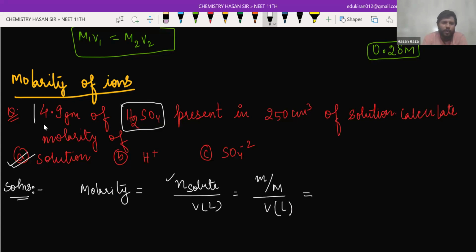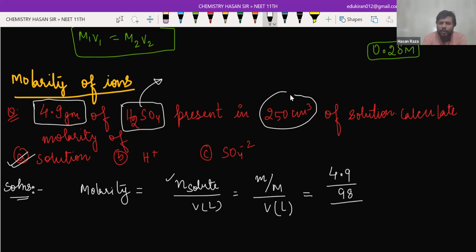Now you can see 4.9 gram of H2SO4 is given. So here I'm going to apply 4.9 divided by molar mass. Molar mass of H2SO4, if you calculate, will be 98. And volume of solution is also given in the question. This is 250, and since it is in centimeter cube, we need to convert this into liters, so we divide it by 1000. So we get 4.9 upon 98 into 1000 divided by 250.